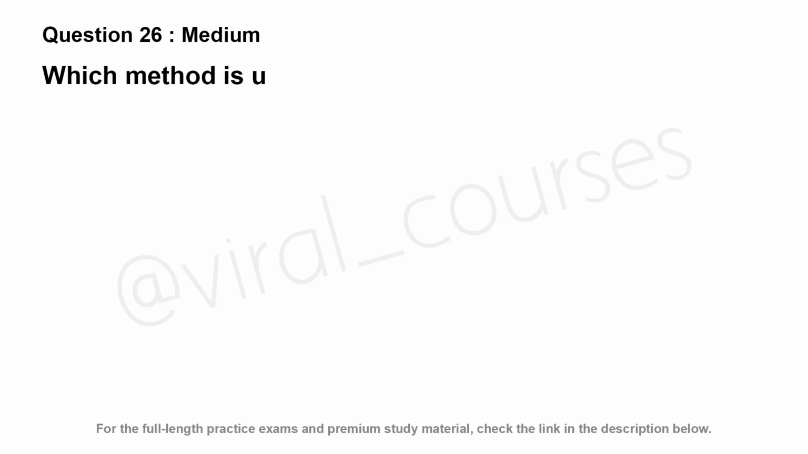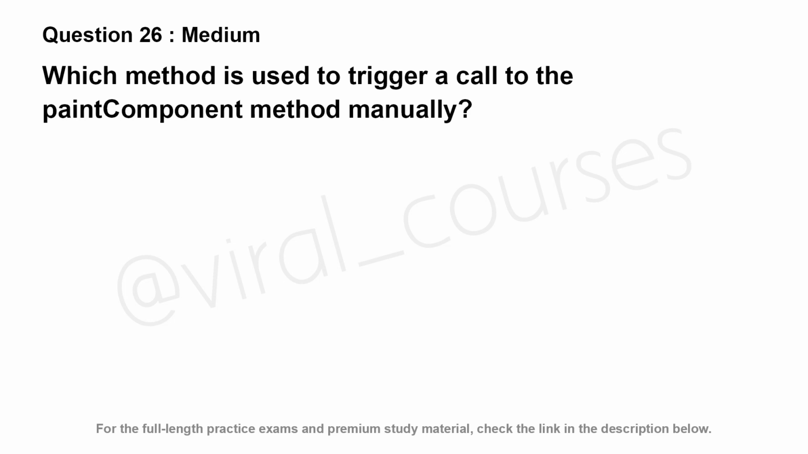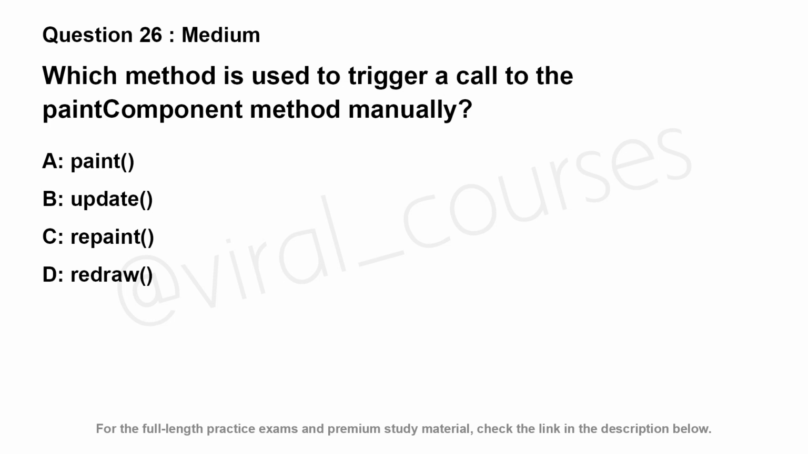Which method is used to trigger a call to the paintComponent method manually? Option A, paint. Option B, update. Option C, repaint. Option D, redraw.